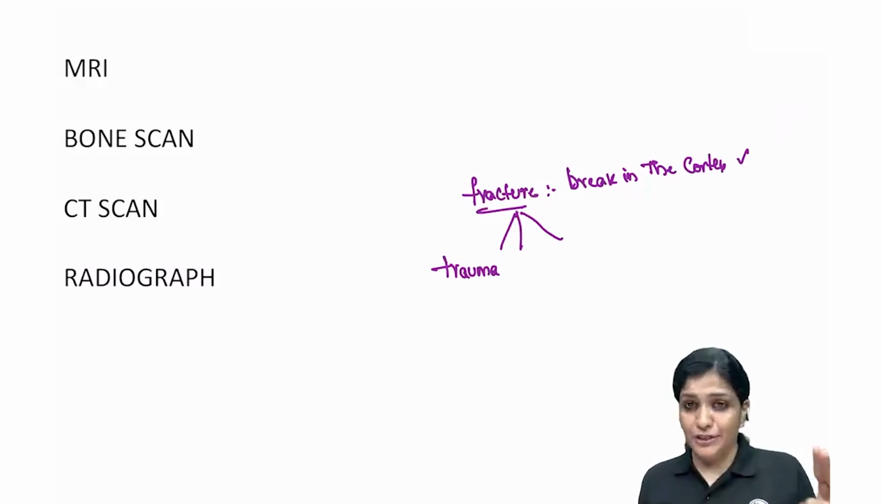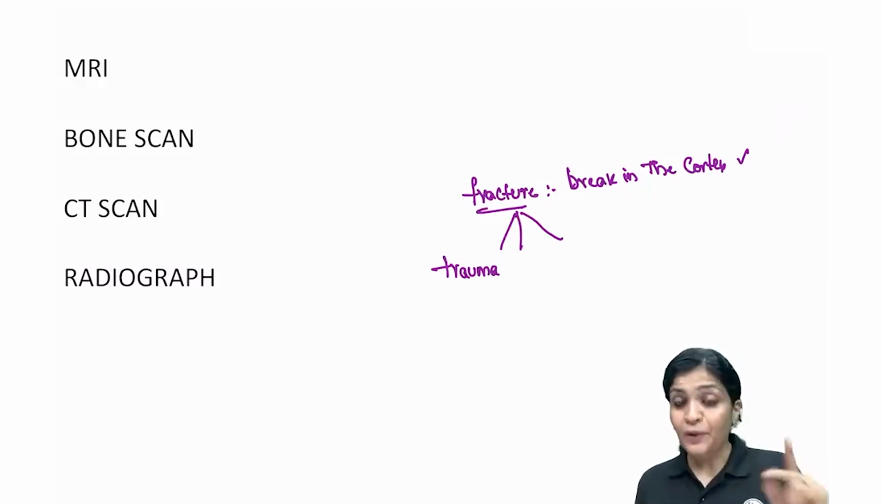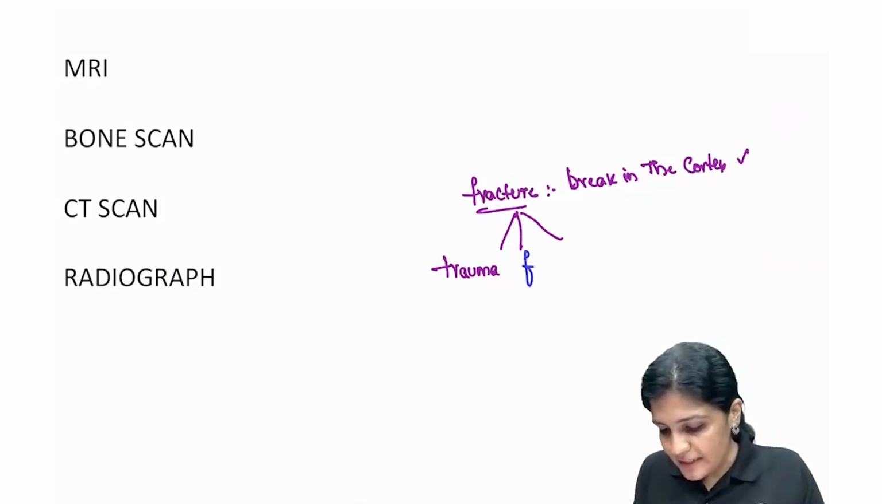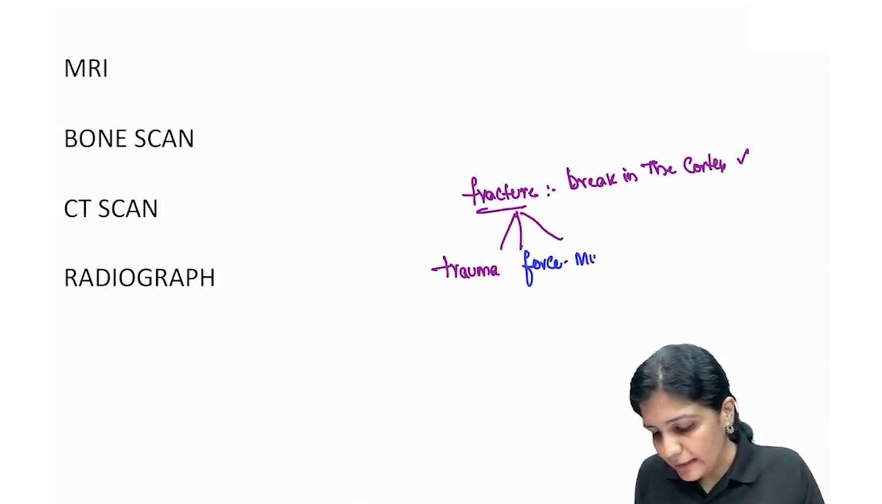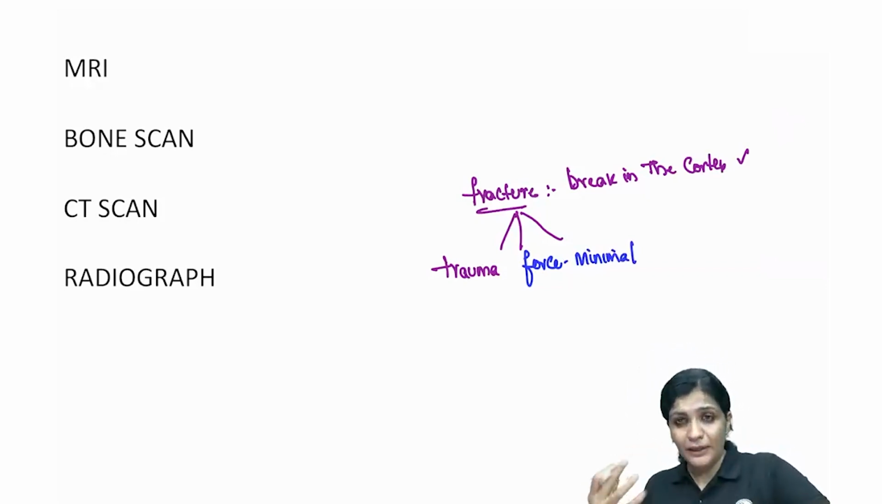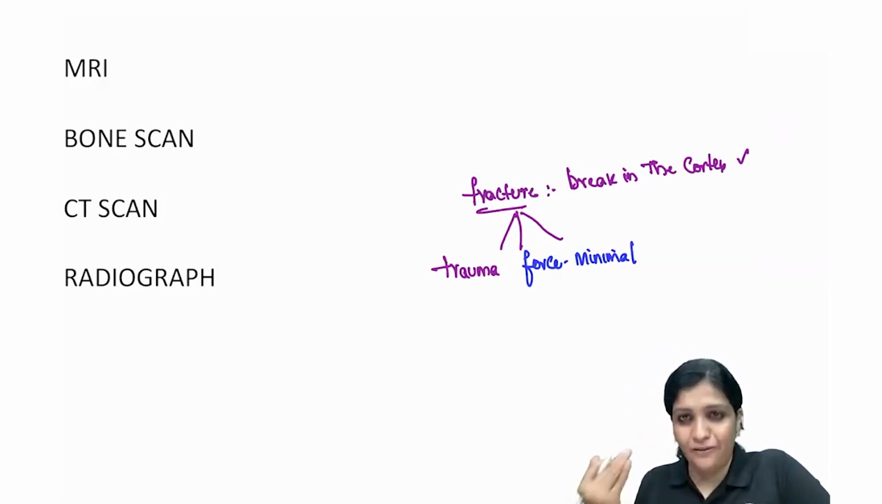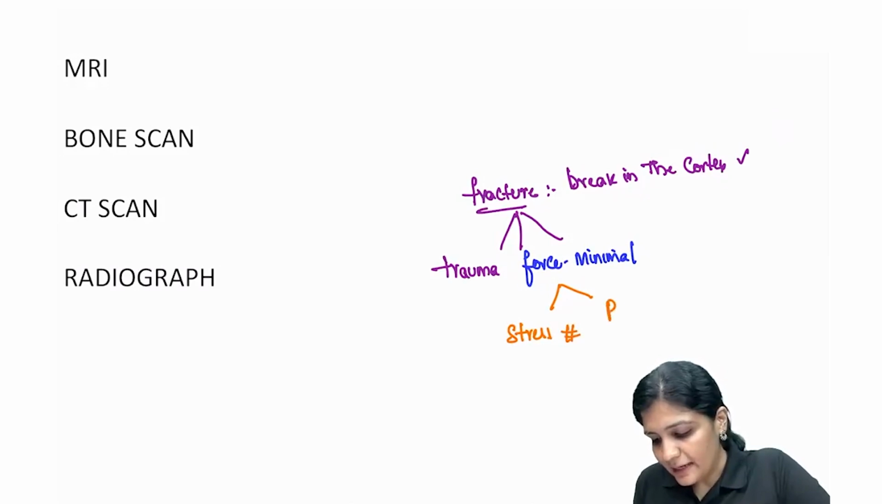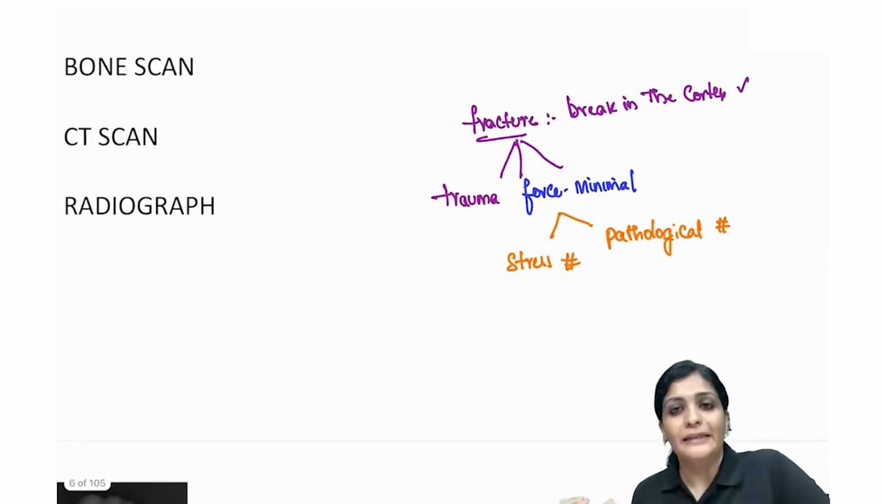And what are the other two conditions you have to remember, where the force is minimal? Even when the force is very minimal, it can still result in fractures. So what are those important fractures when force is minimal but there is a fracture? These are the two conditions: your stress fracture, and the second one, your pathological fracture. Understood?